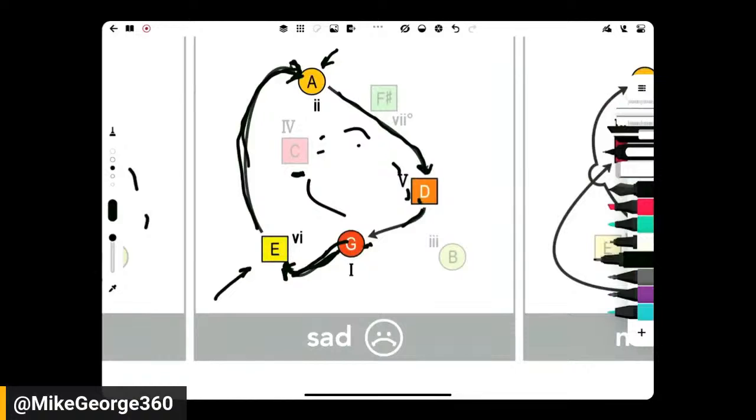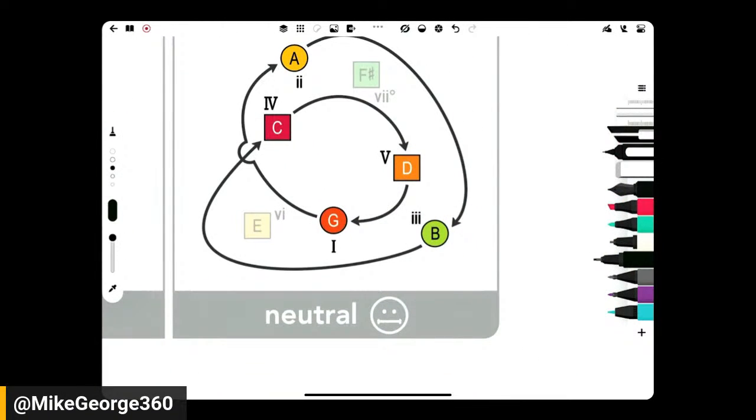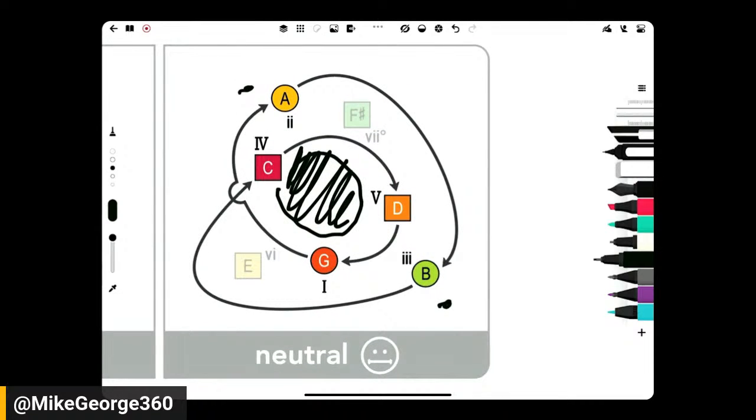So let's just play one more progression that's kind of neutral, where it's got a couple of minor chords, but it's got a lot of major chords here in the middle. So the major chords kind of balance out the minor chords to come up with more of a neutral sound based on, again, those emotional qualities of major versus minor chords.